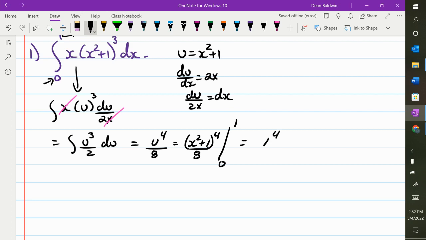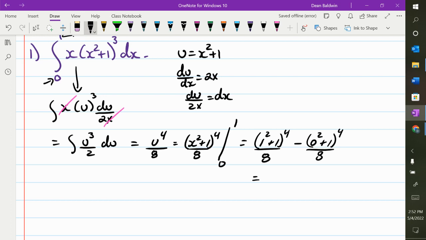So 1 to the 4 over 8. What am I doing? I was looking at the wrong thing. It's 1 squared plus 1 all to the 4 over 8, minus, and then you put 0 in: 0 squared plus 1 all to the 4 over 8. Yes, that is correct. That makes sense to everybody?